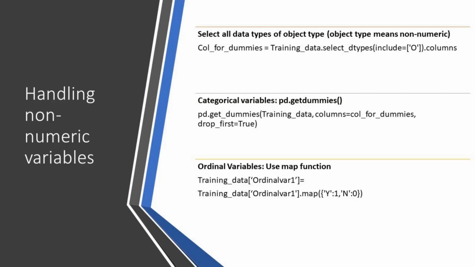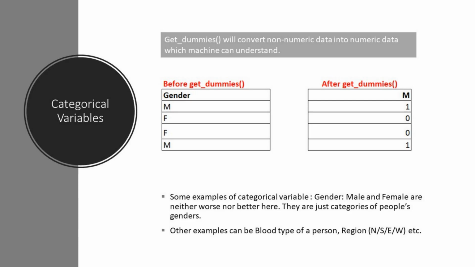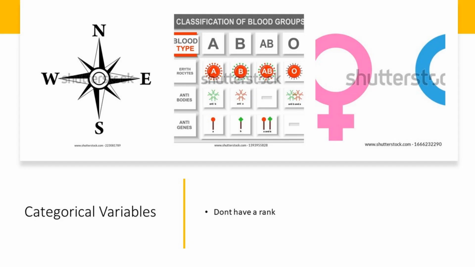First, you would be selecting all the data types of object type. Object is non-numeric, string type. And you would select all of these. And then you would be treating categorical and ordinal variables separately. Categorical variables are nothing but the variables which do not have a rank. For example, male and female, or let's say blood group, or region: north, west, east, south. So it's not like one region is better than the other, nothing like that, right? They're just labels. So this is your categorical variable.